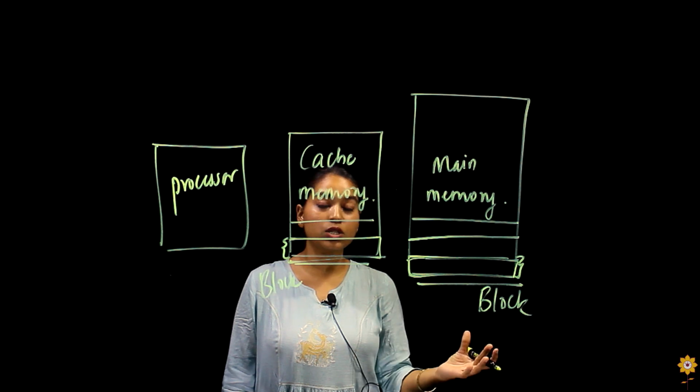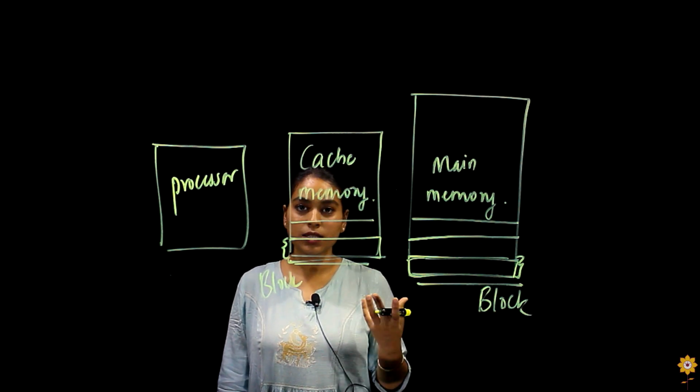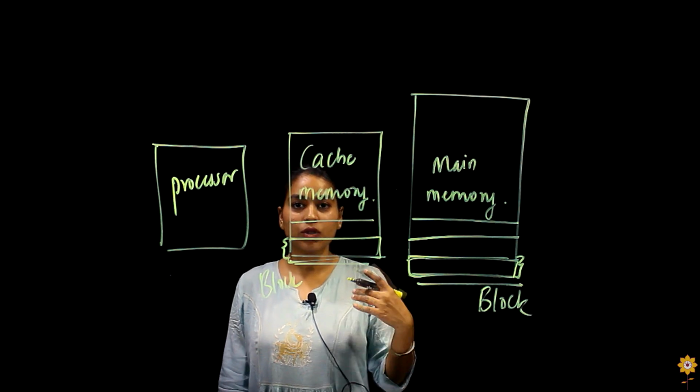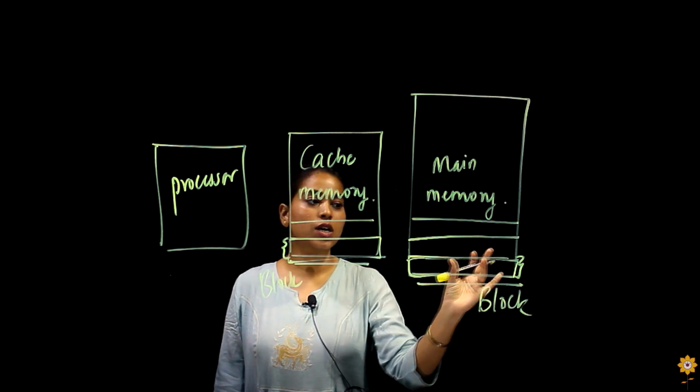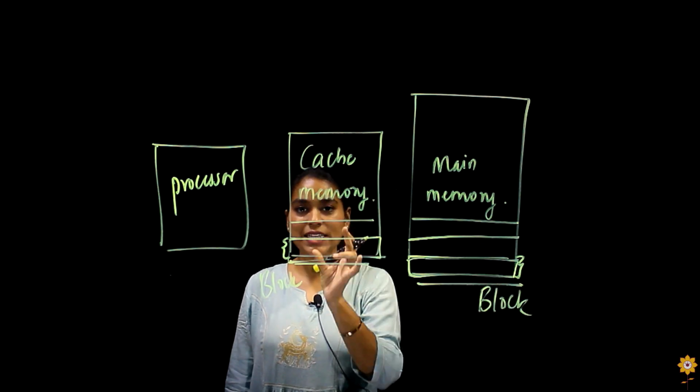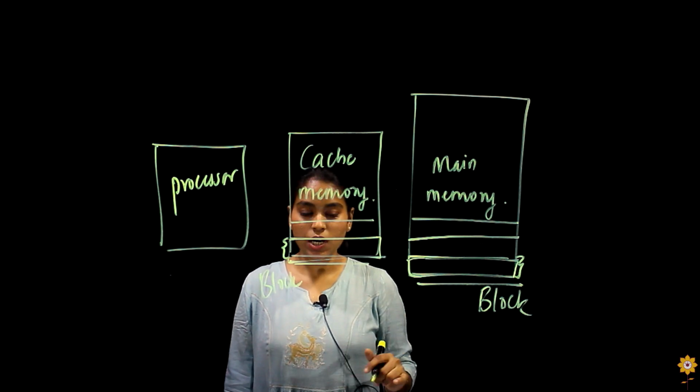But where will this block be transferred? There are certain mapping techniques. There are 3 different mapping techniques. Depending on those, a certain block from the main memory is placed inside the cache memory.